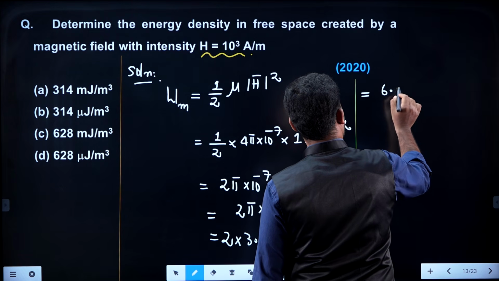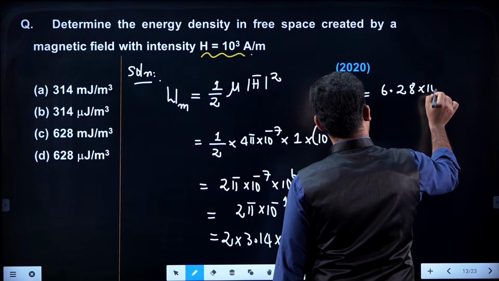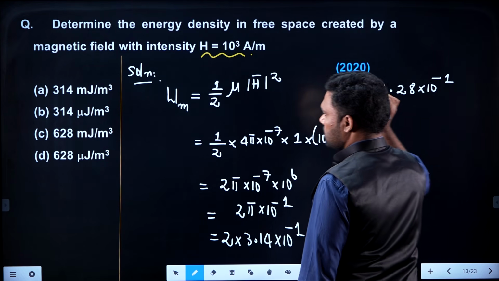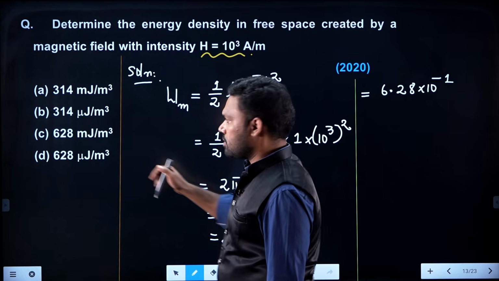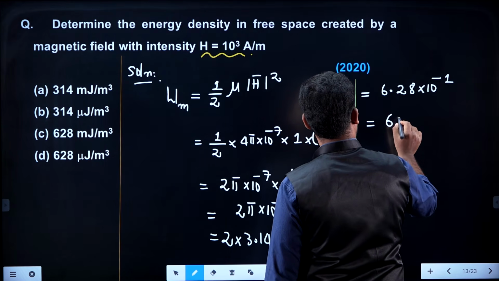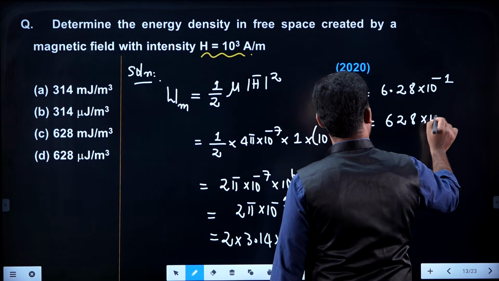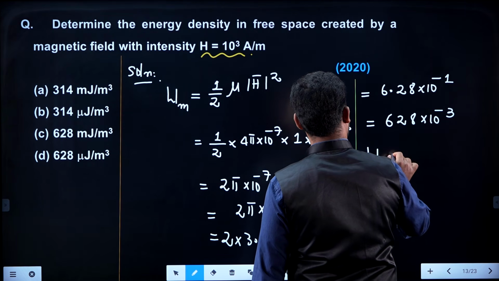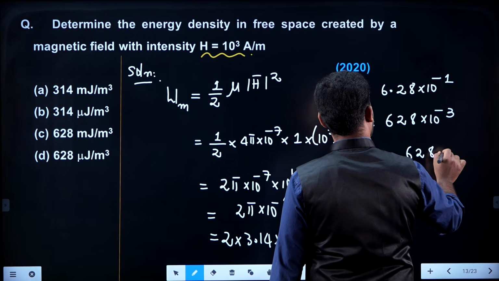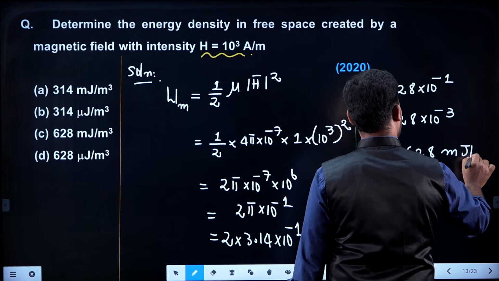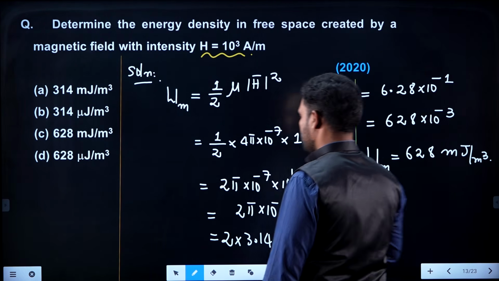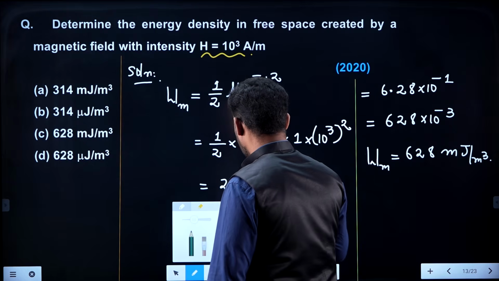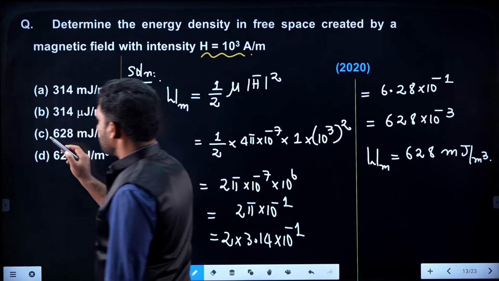So it is 6.28 into 10 to the power of minus 1. So convert into milli here. Fine. So this can be written as 628 into 10 to the power of minus 3. So what is this energy stored? 628 millijoule per meter cube. So what is the answer, guys? Option C is the answer.